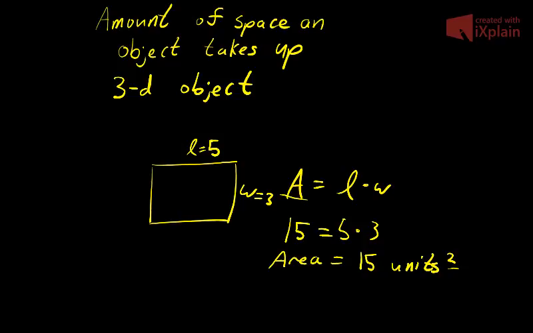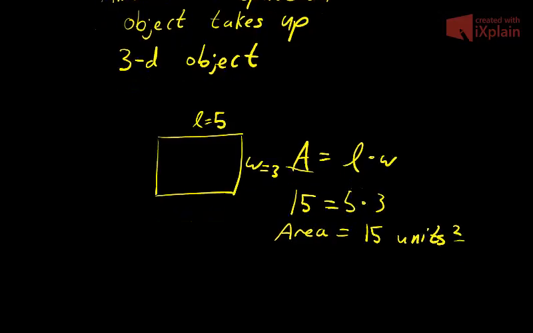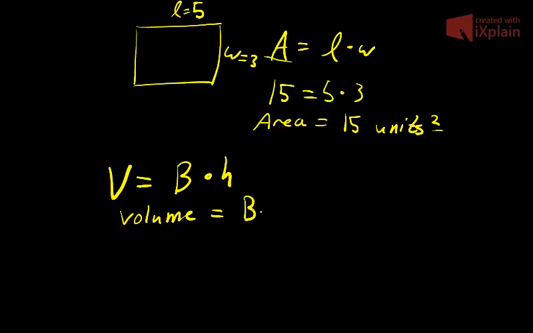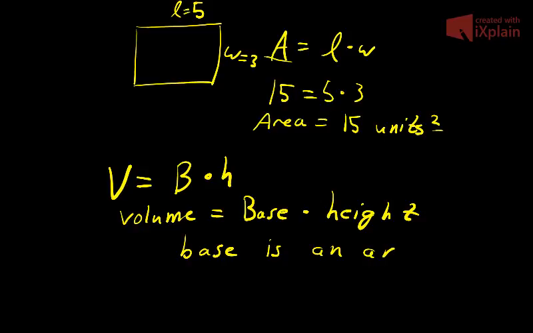So what we're going to do now is use how we find area to figure out how to find volume. Volume is going to be equal to the base times the height. So volume equals base times height, and we're going to make sure that our base is an area.